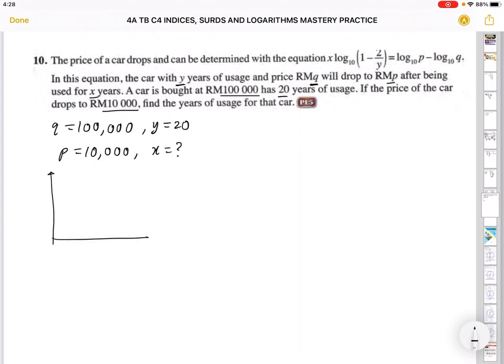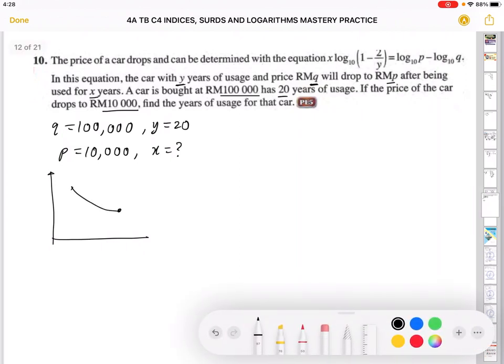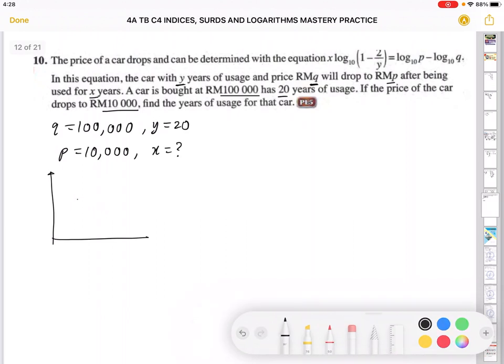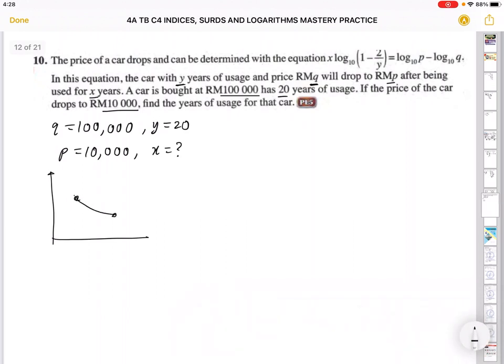We know that the more you use the car, the longer the car is, the older the car is, the lesser the value. So for example, initially you already used the car for 20 years and the price of the car is 100,000, right? Now you're going to use it for another x years. I wonder how much the price will be. The price is 10,000. So when the price dropped to 10,000, how many years is the usage?